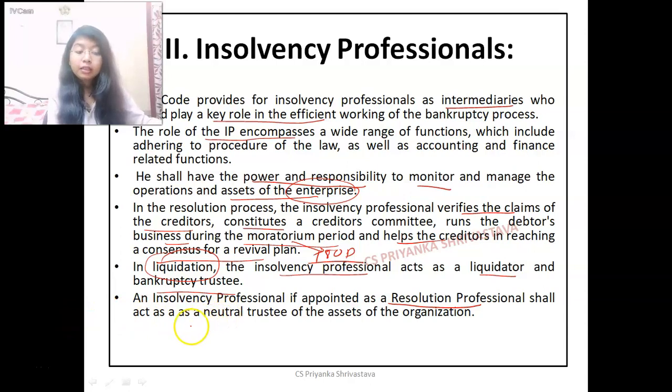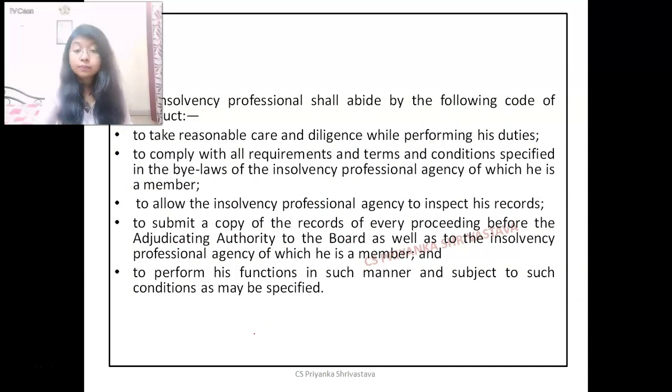Okay. And in that, he will act as a neutral trustee of the assets of the organization. So he'll take care of the assets of the organization, and will sell the assets of the company in such a way that will be beneficial for the interest of the company and all its stakeholders.